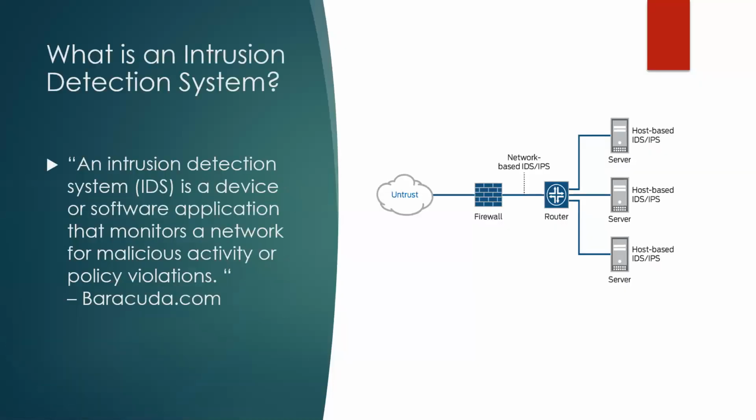What is an intrusion detection system? Simply put, an intrusion detection system, or IDS, is a device or software application that monitors a network for malicious activity or policy violations.